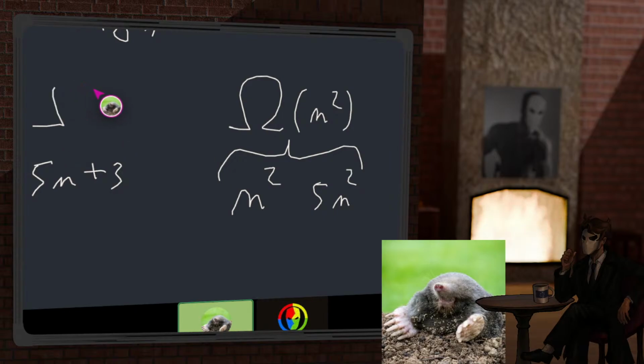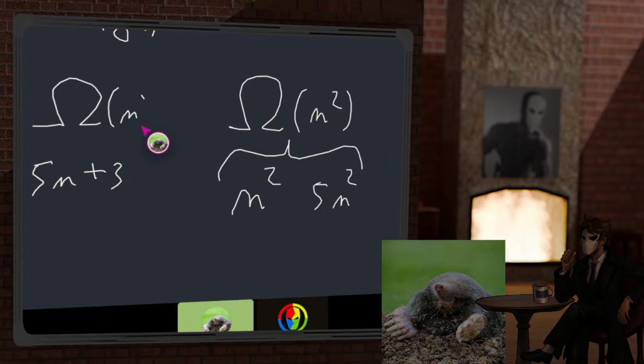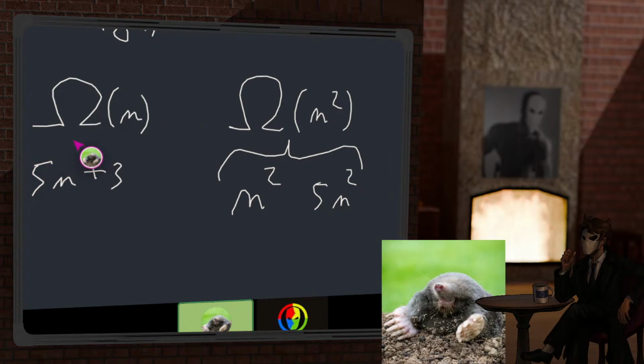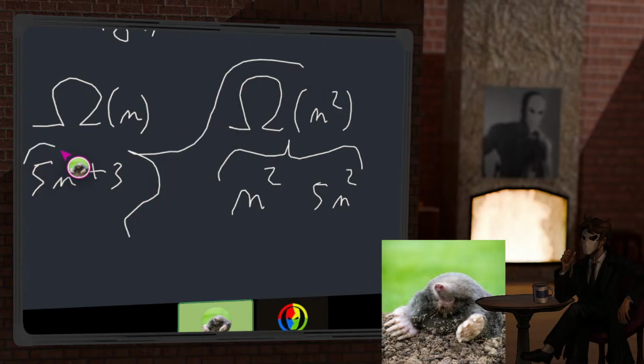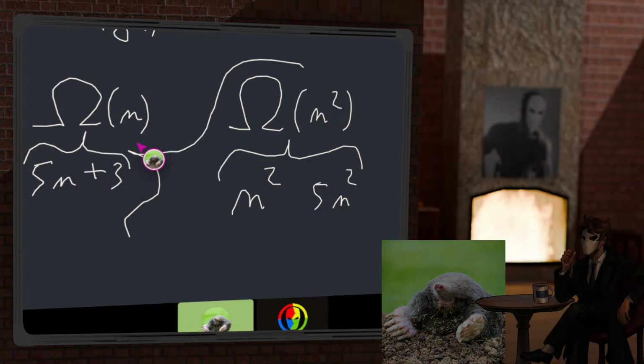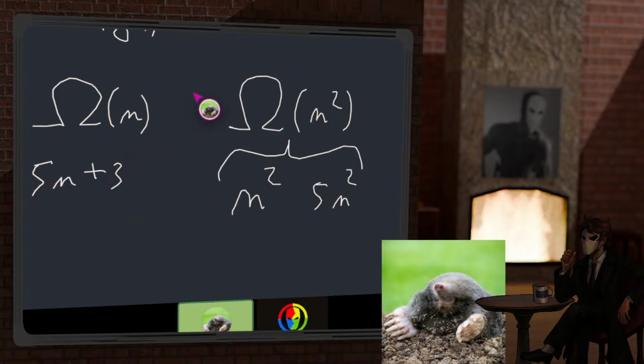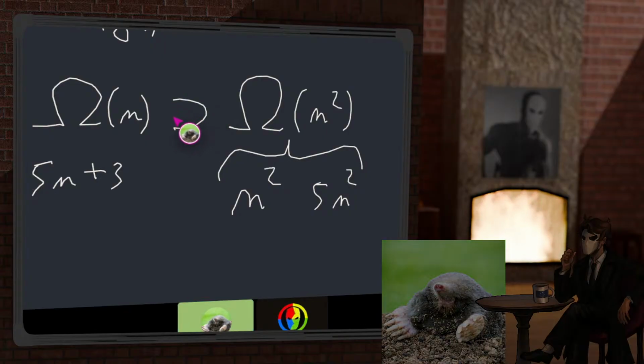And if we take omega of n, we get all the functions that are above, as well as all the linear functions. So this time, omega of n squared is a subset of omega of n.